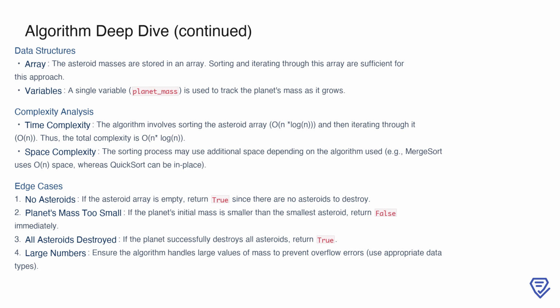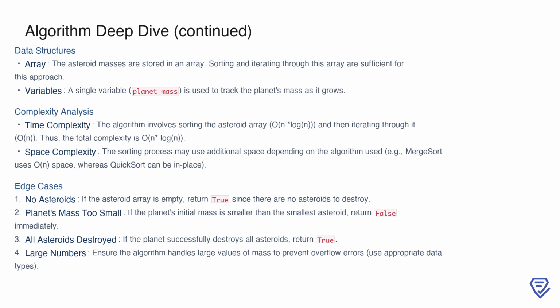Additionally, a single variable, planet_mass, keeps track of the planet's growing mass as asteroids are destroyed. From a complexity perspective, the most computationally expensive step is sorting the asteroid array, which takes O(n*log n). The subsequent iteration through the array is linear, with a complexity of O(n). Therefore, the overall time complexity of the algorithm is O(n*log n).